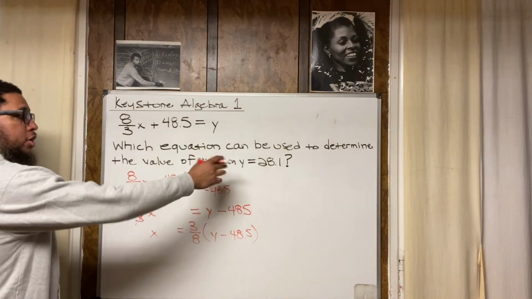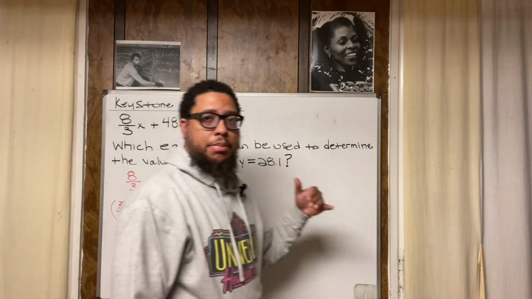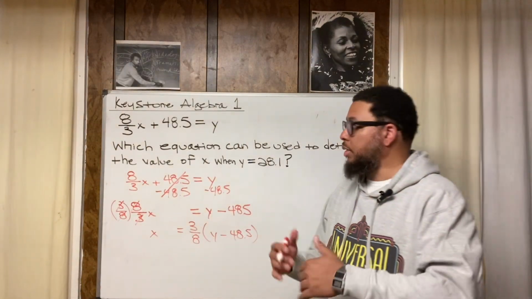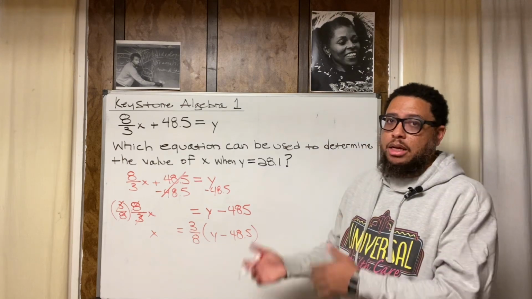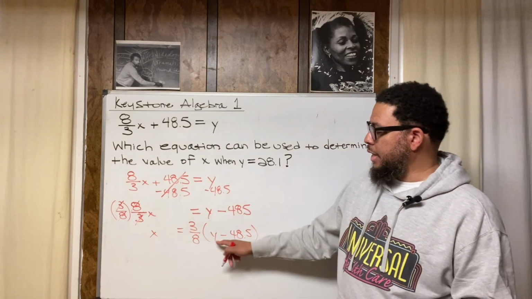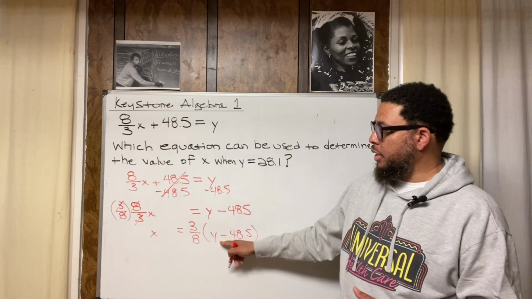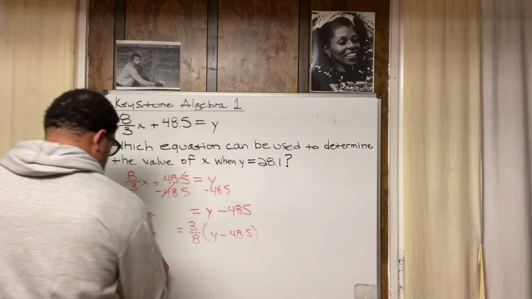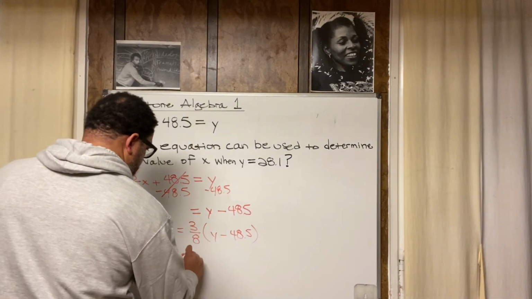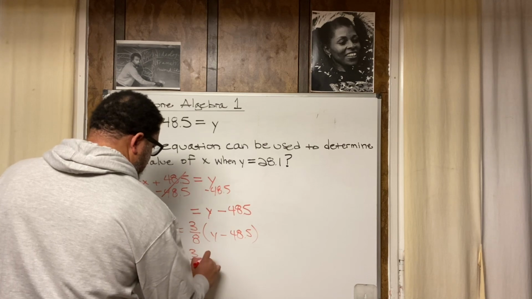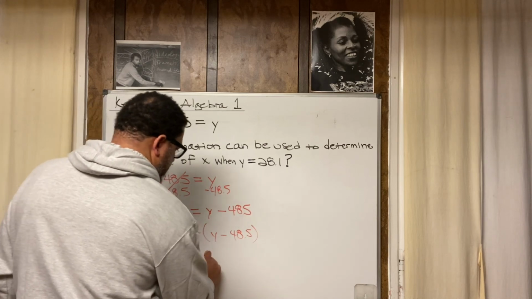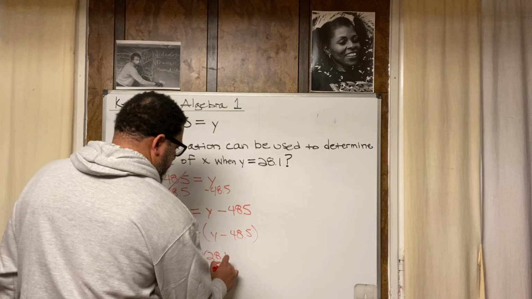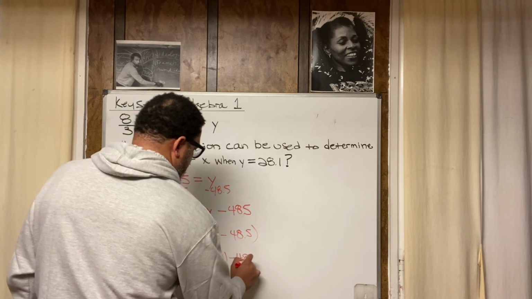All right. Now, it also said when y equals 28.1. So now instead of replacing the y with 28.1 in the beginning, I decided to replace y with 28.1 later on. So now I'm going to do this. It's going to be x equals 3/8 times the quantity of 28.1 minus 48.5.